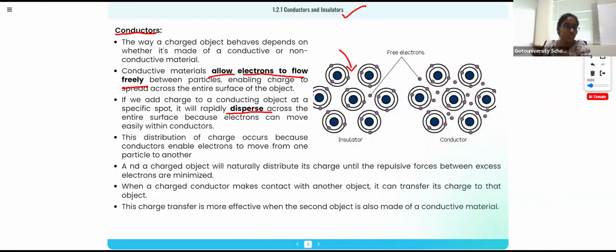So if I'm doing that in the conductors, what will happen? They will move from one place to another place. This will happen in the conductors. But in the case of an insulator, when I'm rubbing, even if there is an electron, it will not move from one place to another place. So what is happening? They are not allowing the electrons to move from one place to another place. Keep it in mind.